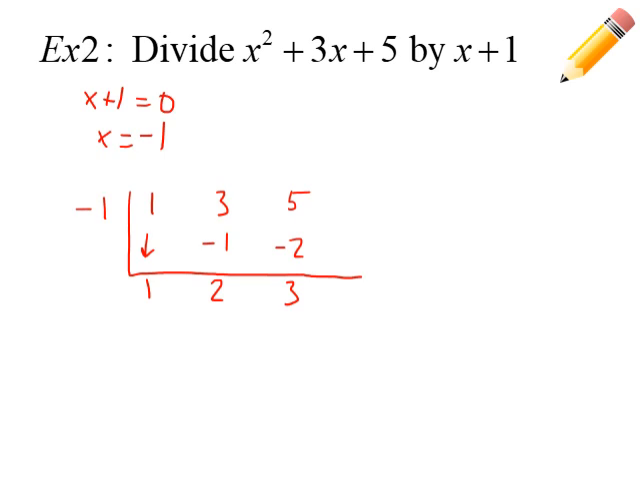I had an x squared on my original polynomial. I'm dividing by x, so I know my solution is going to be degree 1, x to the first power. Its coefficient is also 1 based on the synthetic division, plus my constant term, 2, plus my remainder, 3 over, if you remember from long division, the divisor, x plus 1.